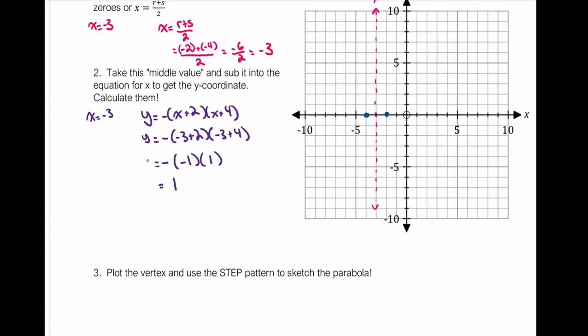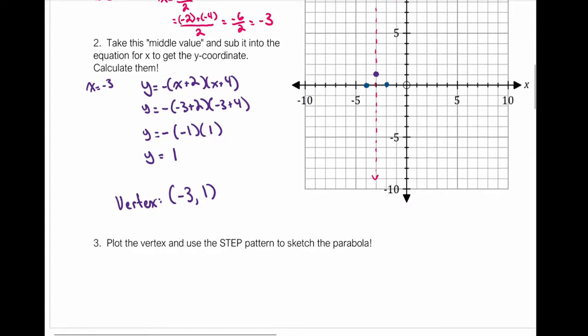So this means that when x equals negative 3, y equals 1, so therefore my vertex is going to be this middle value, negative 3, and this y value of 1, so that's my vertex. I can plot that point right there, negative 3, 1, and if I want to complete the rest of my parabola, I can use my step pattern to help me fill in the rest of the points.